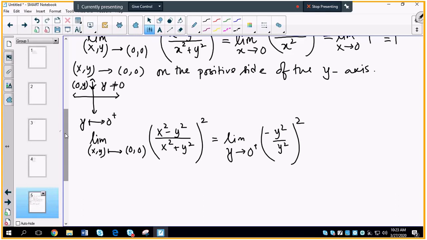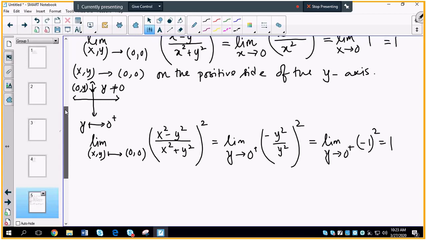You can cancel the y squared, they're non-zero quantities, and you get the limit as y approaches 0 from the positive side, and I will get negative 1 whole to the power 2, which is a positive 1. So I get a positive 1 in both ways. What I want you to understand right here is that in both situations I got positive 1.